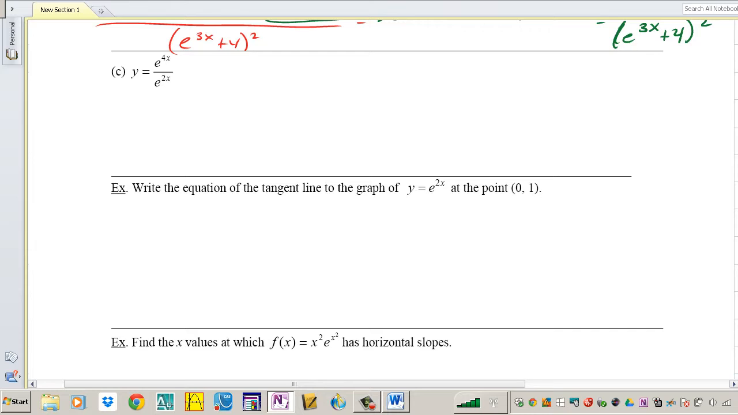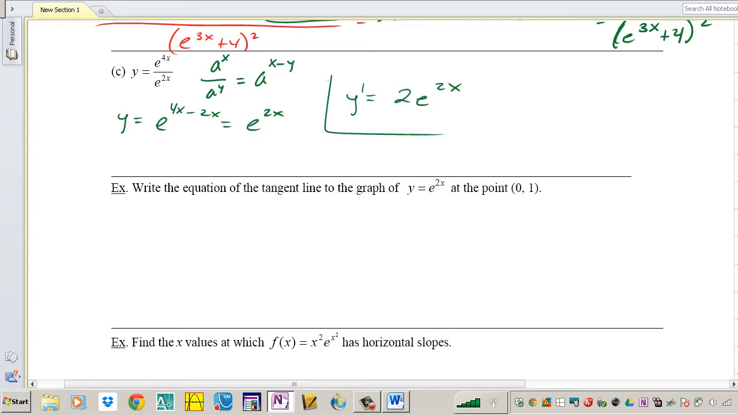You have two functions being divided by each other. Now, if you're very proficient in your exponential laws, you'll know that a to the x over a to the y is a to the x minus y. So you do not need to use a quotient rule. You simply just need to subtract the exponents, e to the 4x minus 2x, which is just simply e to the 2x. So the derivative of e to the 2x is 2e to the 2x. If you do quotient rule, you will get the same thing, just a lot longer process.